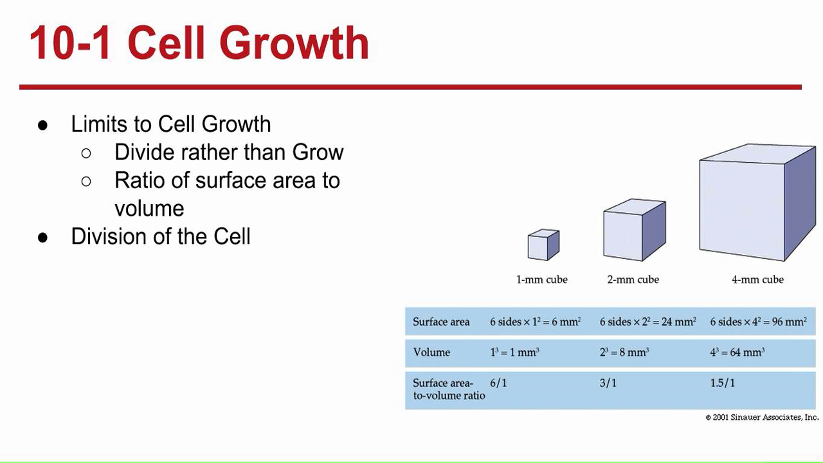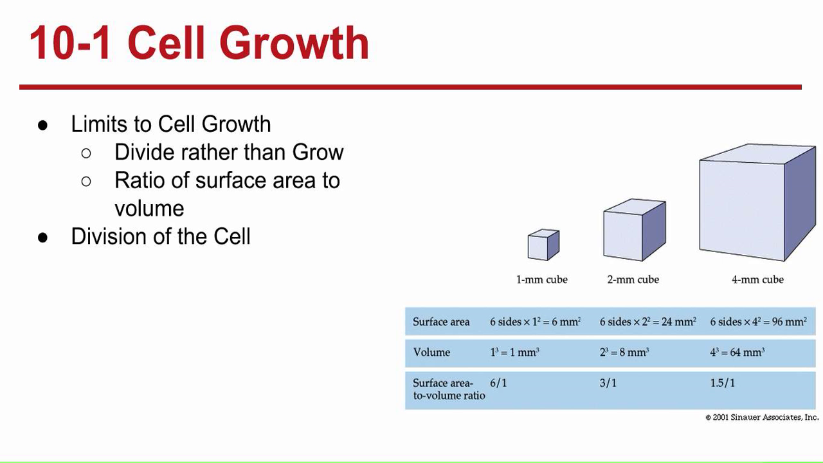So the exchange rate of food, water, and waste depends on the surface area of the cell. You have more surface area with smaller, more numerous cells and less surface area with fewer larger cells. So the rate of production of waste and usage of food is dependent on the volume of the cell. And understanding the relationship between a cell's volume and its surface area is key to understanding why cells must divide as they grow.